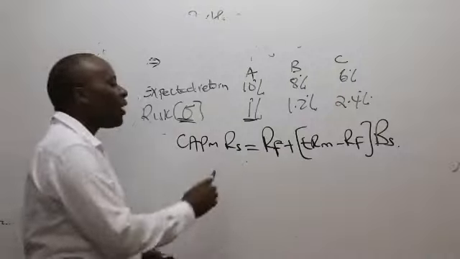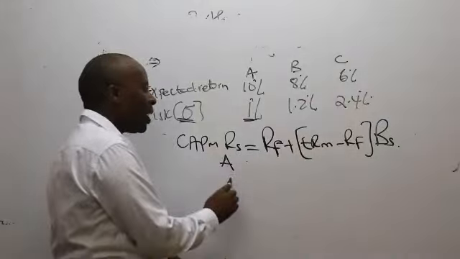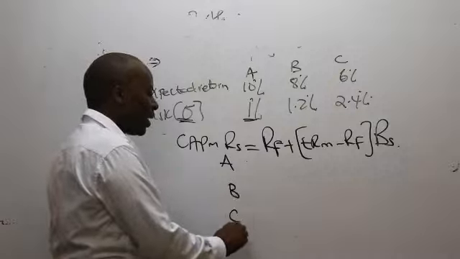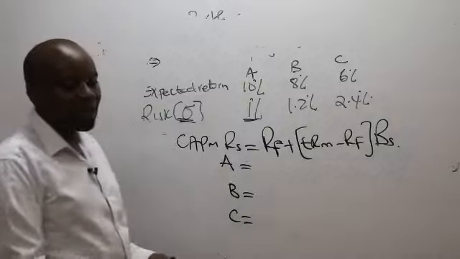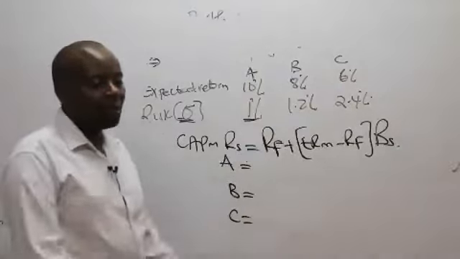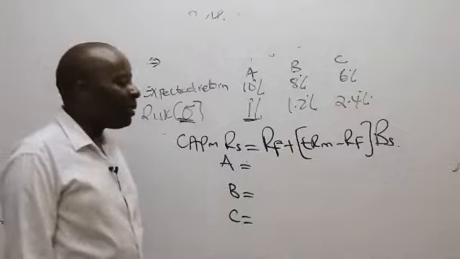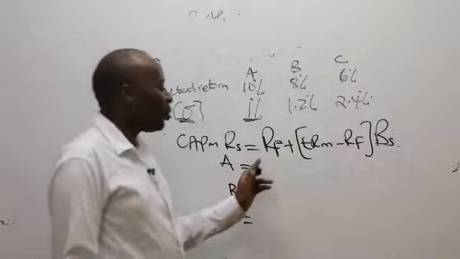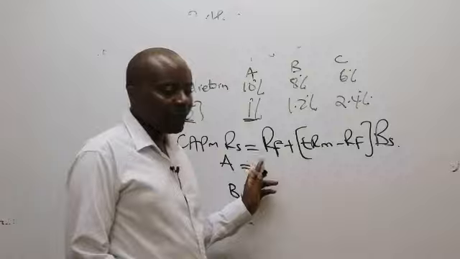So please do me a favor, come and give me the CAPM returns of A, the CAPM returns of B, and the CAPM returns of C. The three of them. Please help me out. So for the CAPM returns, have they given me the risk-free rate of return?